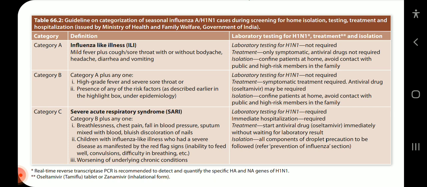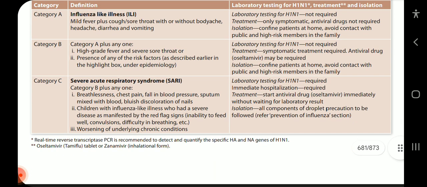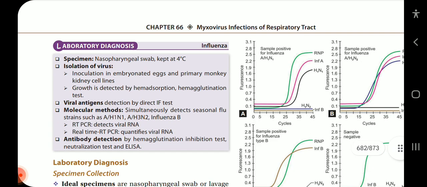In this, lab testing for H1N1 is required, immediate hospitalization is required, and treatment with antiviral drug oseltamivir should start immediately without waiting for lab results. For isolation, all components of droplet precautions are to be followed. Real-time reverse transcriptase PCR is recommended to detect and quantify specific HA and NA antigens of H1N1. Oseltamivir (Tamiflu) tablet or zanamivir inhalational form can be used.